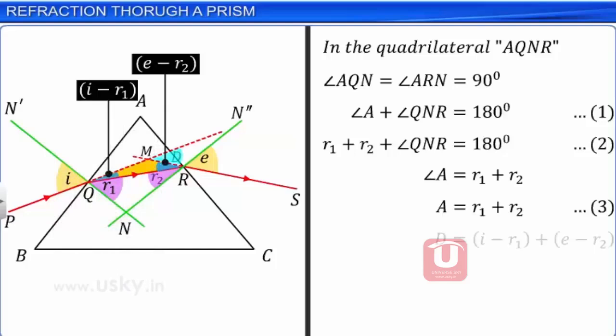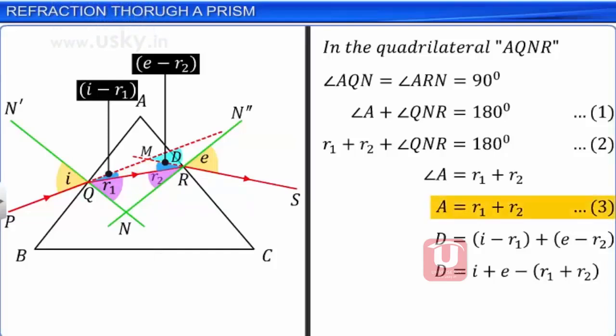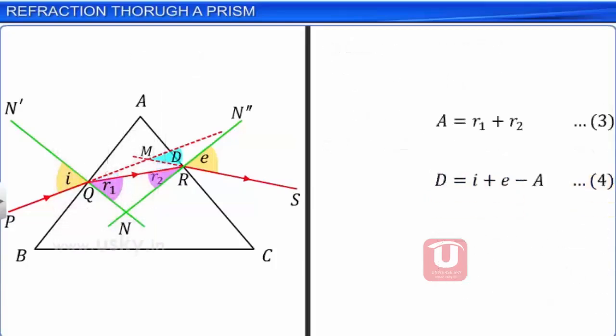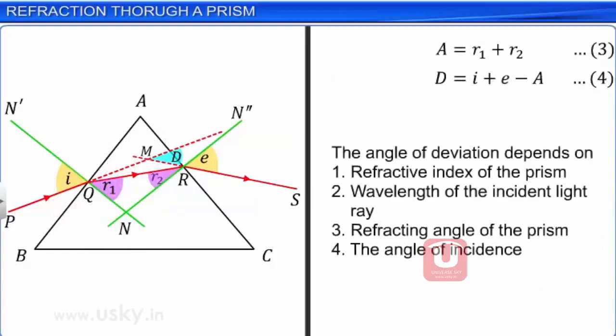Since the angle of refraction depends on the wavelength and refractive index of the prism, we can say that the angle of deviation D depends on the refractive index of the prism, wavelength of the incident light ray, refracting angle of the prism, and the angle of incidence. The angle of deviation increases with increase in the refractive index of the material of the prism. The more the wavelength of the incident light ray, the less is its deviation. Experimentally, it has been found that the angle of deviation decreases with increasing refracting angle.